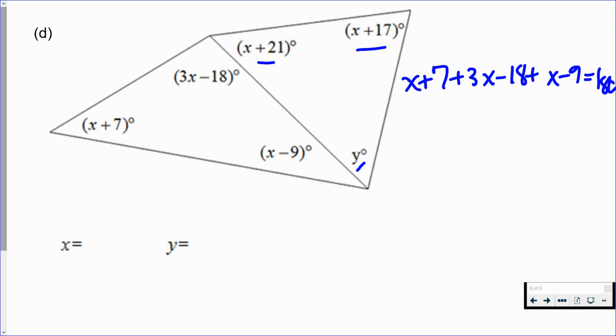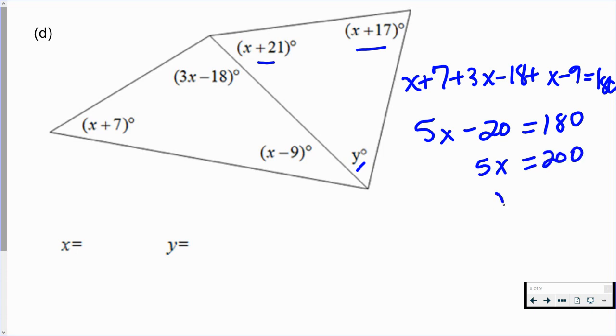Okay, so let's combine our like terms. x plus 3x plus x should give us 5x. Then 7 minus 18 minus 9 should equal negative 20. And then we're equal to 180. Now we want to solve for x, so let's add the 20 over. So 5x equals 200. Divide by 5, and x equals 40.